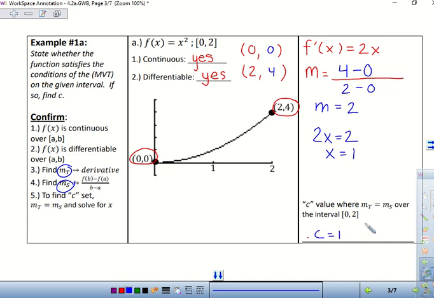Okay? So a c value is always representative of the x value. Now, of course, if you want to know where the c value occurs exactly, you could plug the x back into the function to get a coordinate, right?